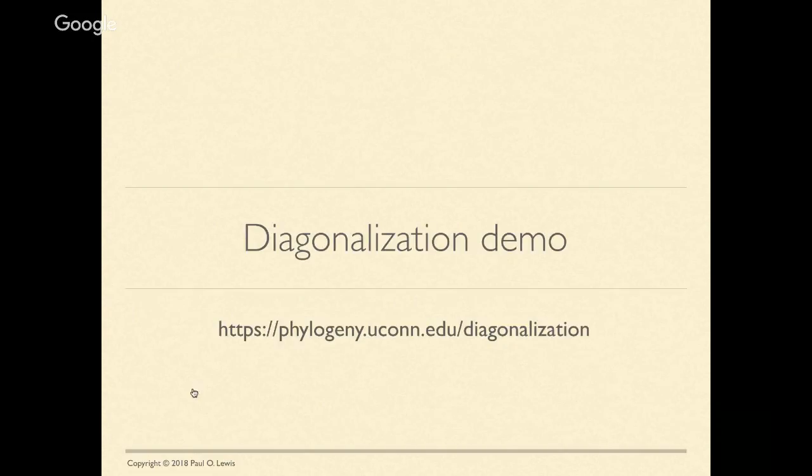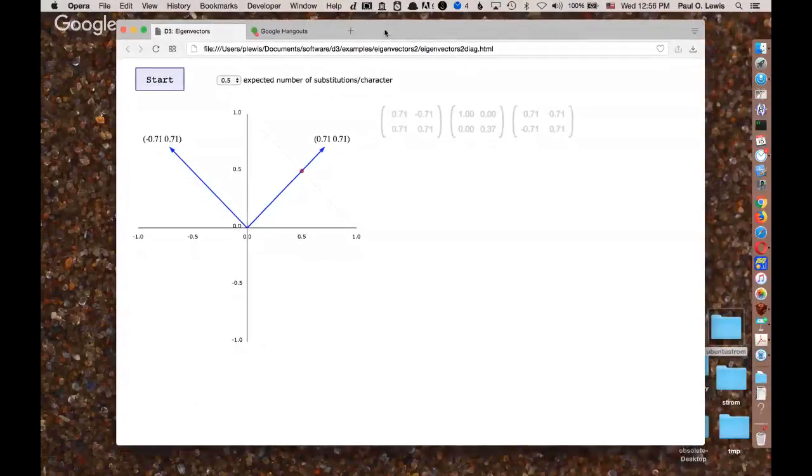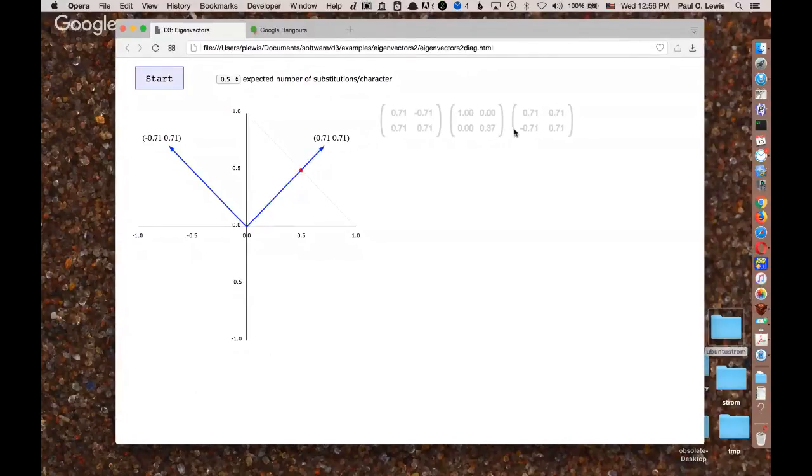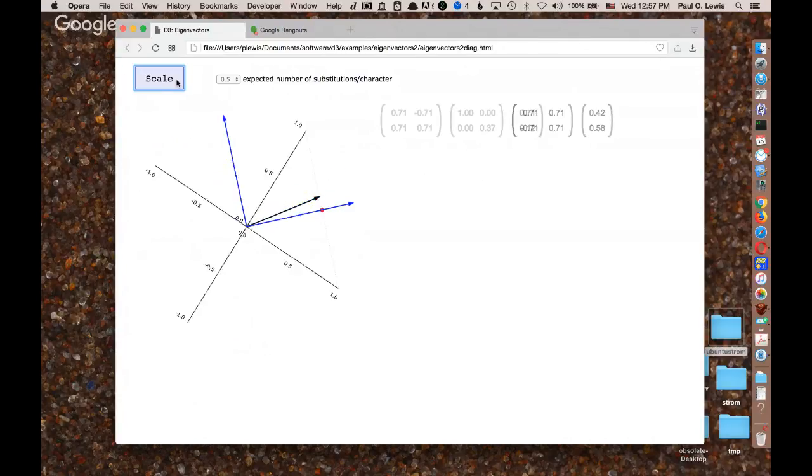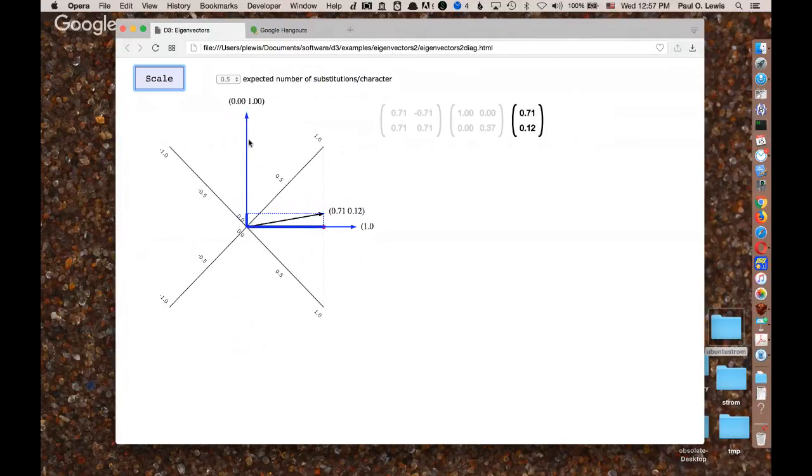I have a little demonstration that I want to show you. Hopefully everybody can see this. This basically shows the eigenvectors and the eigenvalues and the inverse eigenvectors. If we have a certain expected number of substitutions, what I just want to show you is graphically what's going on here. So I'm just going to invent state frequency vectors: pi 0 is 0.42 and pi 1 is 0.58. Then if we multiply this vector times the inverse eigenvector matrix, that has the effect of rotating everything so that we're in a coordinate system that has the eigenvectors as axes.